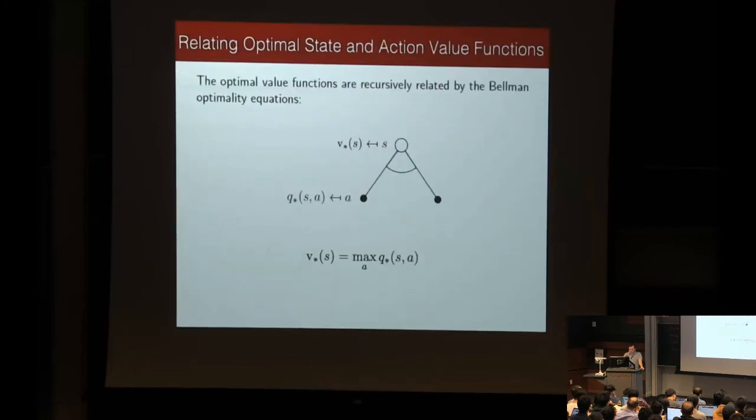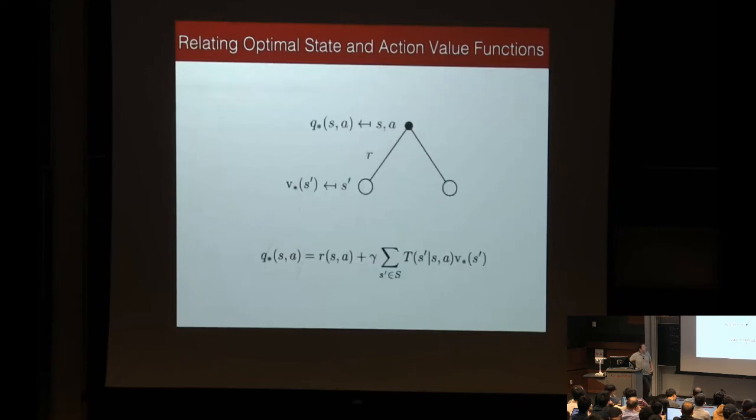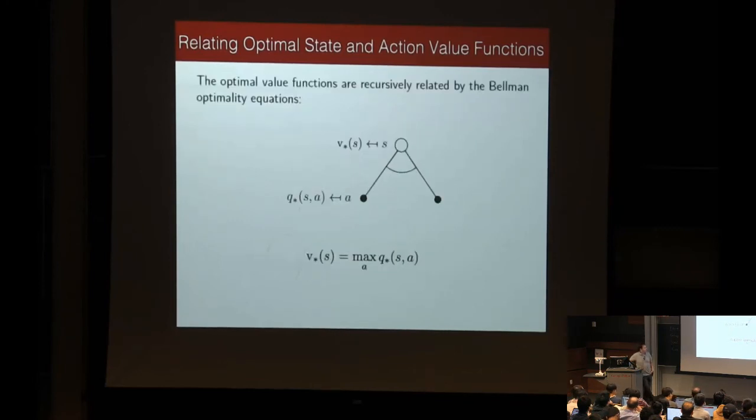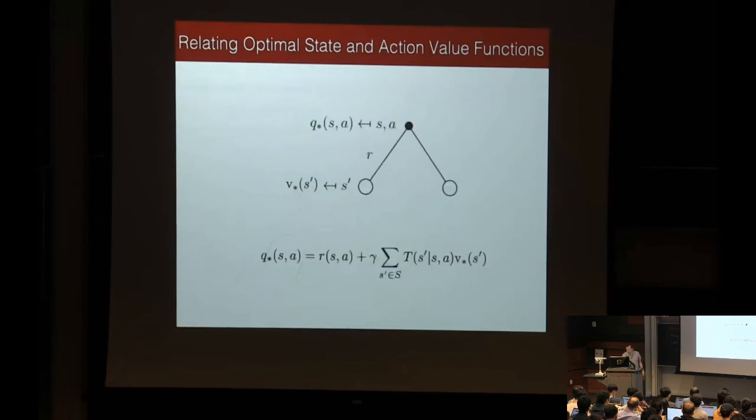And also the optimal value functions are recursively related by the Bellman optimality equations. Here's the definition. The optimal value of the state, instead of taking the average or the expectation with respect to the policy, is just taking the maximum. Same thing for the Q function.